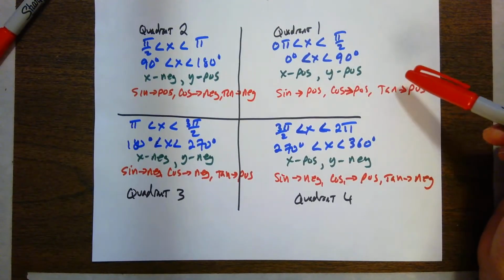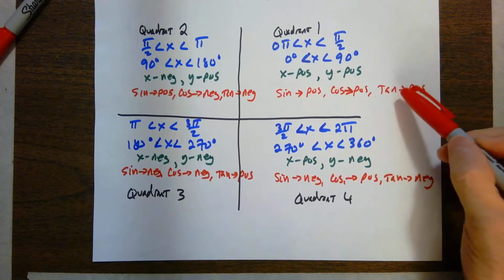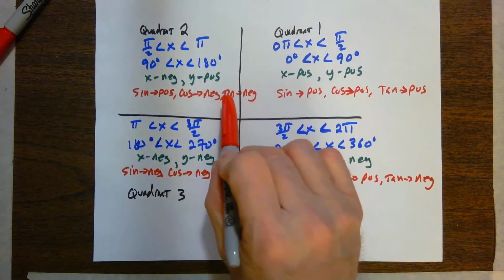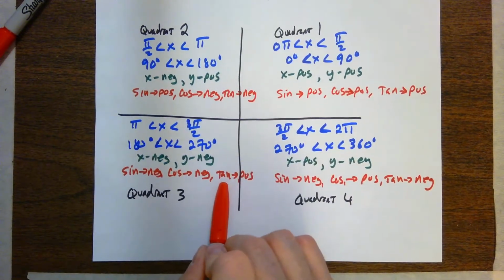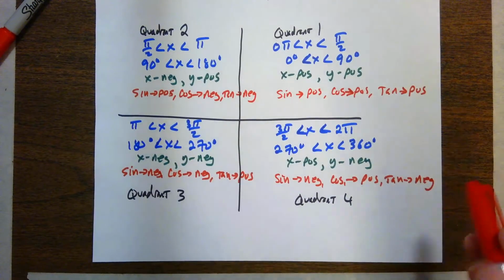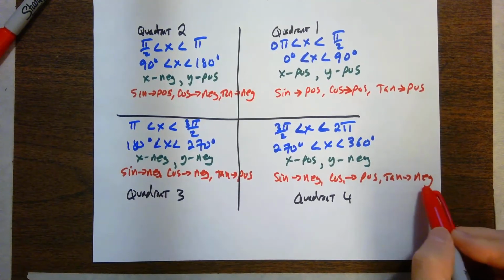Now notice I didn't put down cotangent, secant, and cosecant because they're going to have the same signs. If tangent's positive, cotangent's positive. If tangent's negative here, cotangent's going to be negative. If tangent's positive here, cotangent will be positive. And if tangent is negative here, cotangent will be negative.